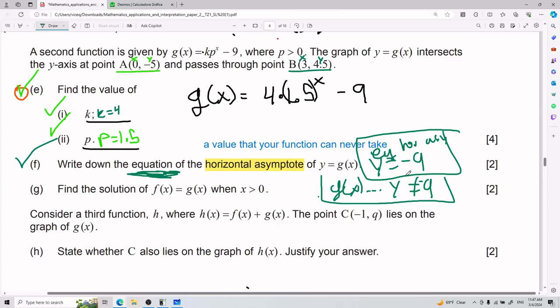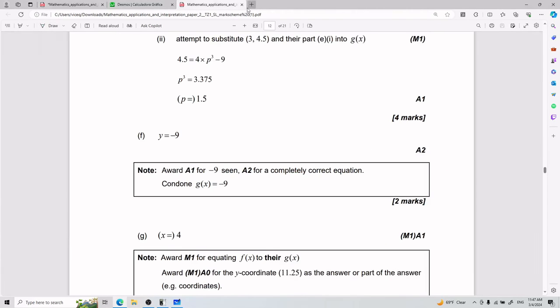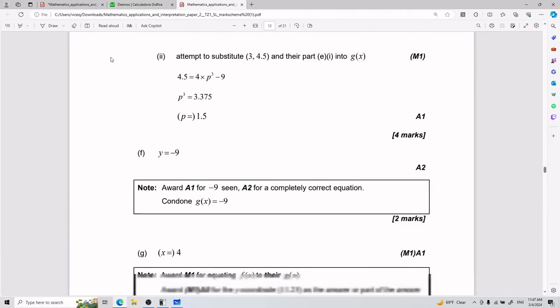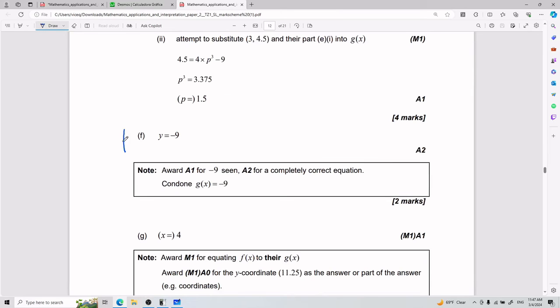That is a small thing you have to get in your brain because it is part of how you're supposed to answer. For example, here they tell you for the horizontal asymptote, you write y equals negative 9. That is the equation. You actually get negative points if you put g of x equals negative 9. See? g of x can never equal negative 9. Technically, you can write it like this.